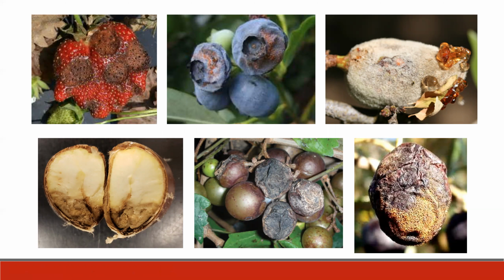On soft fruit, Colletotrichum usually causes sunken lesions that sporulate profusely during warm and humid conditions. On nuts, the rot is internal, but causes discoloration on the shell, as you can see with the chestnut image here. You have the internal rot, and on the outside, there would be discoloration.